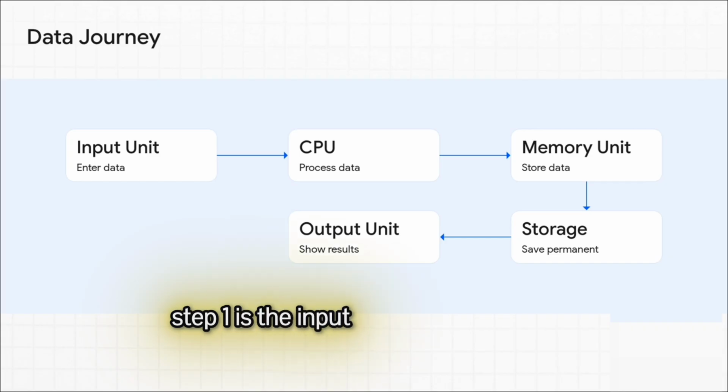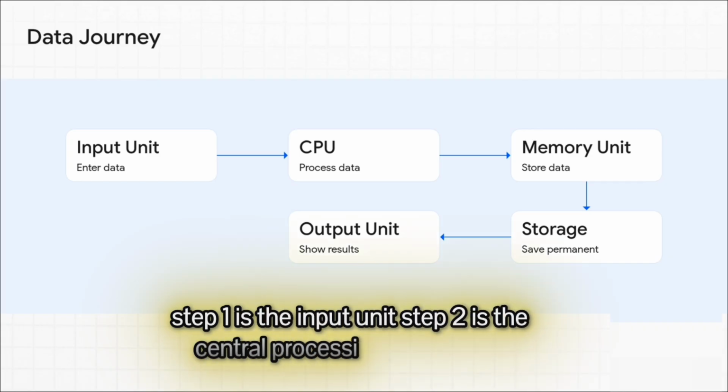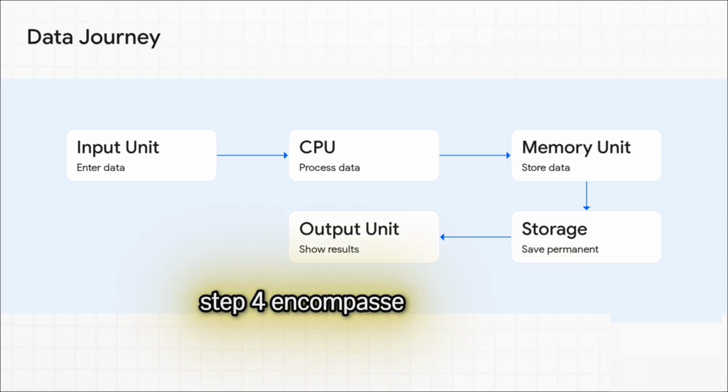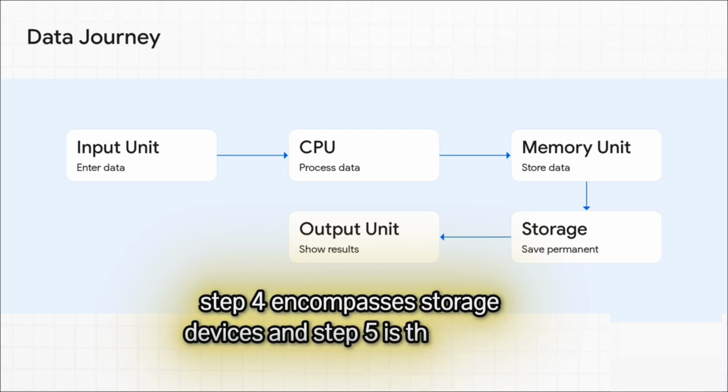Step 1 is the input unit. Step 2 is the central processing unit or CPU. Step 3 is the memory unit. Step 4 encompasses storage devices, and Step 5 is the output unit.